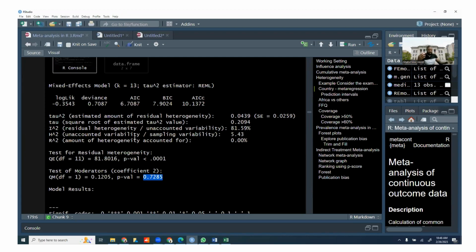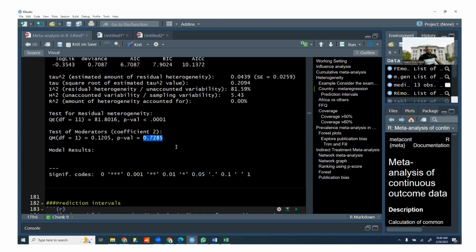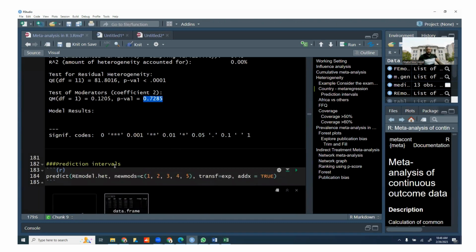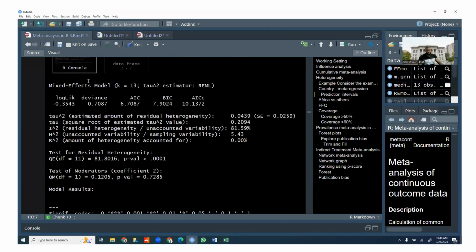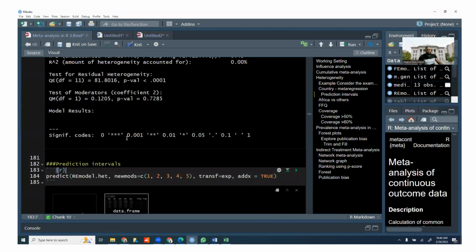So the first way that we assess heterogeneity is just doing a meta-regression. This is a meta-regression, right? And then the second way that we assess heterogeneity is to try to predict estimates. Okay, and so if we have this model that we've just run, then we would use prediction intervals to try to understand for each country, what does this mean?